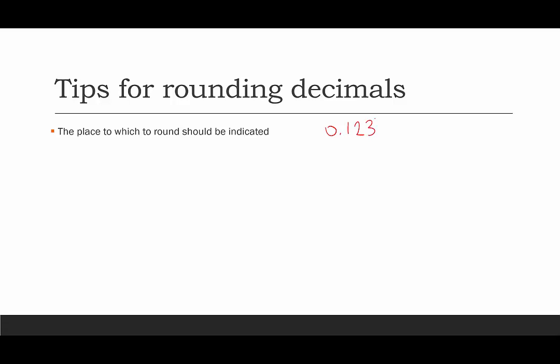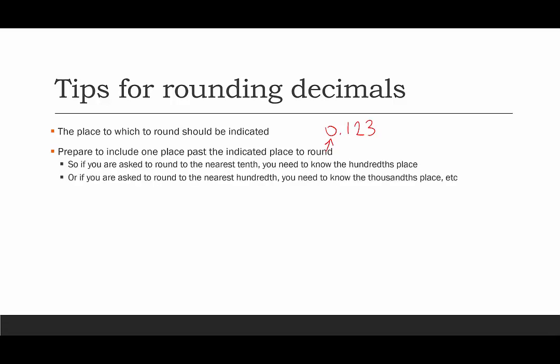It might say the nearest 10th, the nearest 100th, the nearest 1000th. It could even say the nearest whole number, which means that we would not include a decimal in the rounded answer. Be prepared to include one place past the indicated place to round. So if we're rounding to the nearest 10th, we need to know the value of the 100th place to decide what the 10th place should be. Or if you are asked to round to the nearest 100th, you need to know the 1000th place to decide what the 100th digit should be.